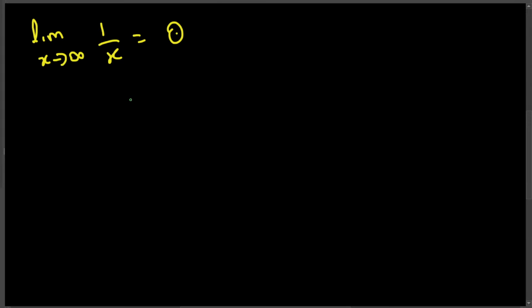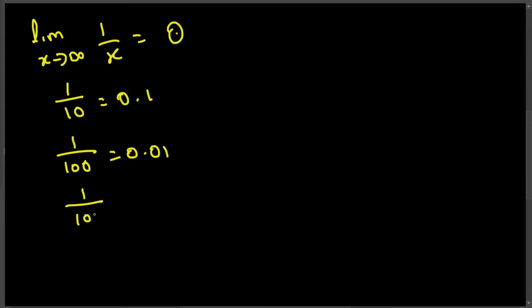So that's going to be 0. Now to prove this one, you can take some random numbers like 1 over 10, and you see that gives us 0.1. And if you take 1 over 100, that gives you 0.01. And if you take 1 over 1000, that gives you 0.001. And you can see as the number in the denominator becomes larger and larger, the y value approaches 0. So here the function is approaching 0. So the answer is 0. And that's it for this one.